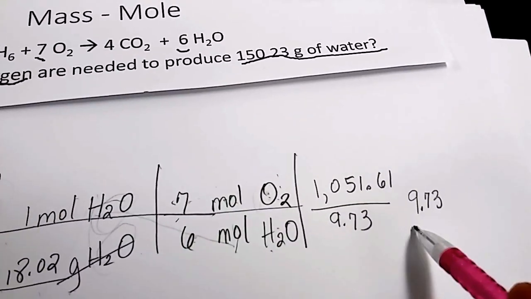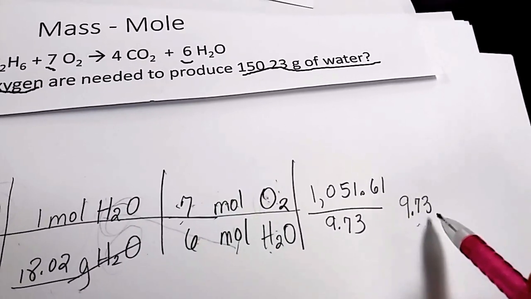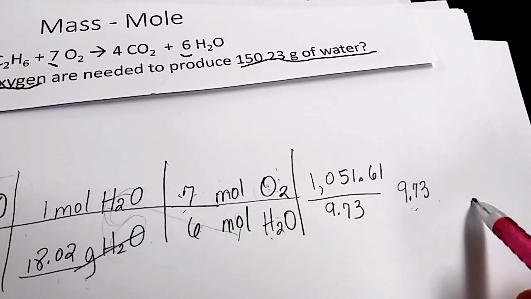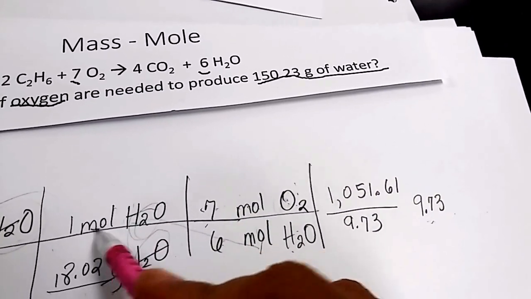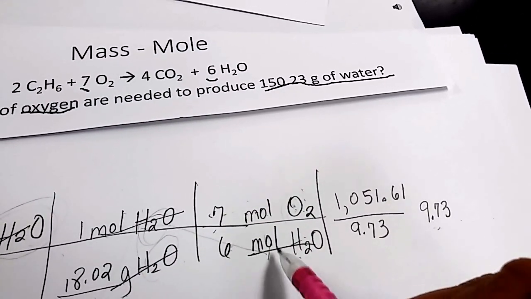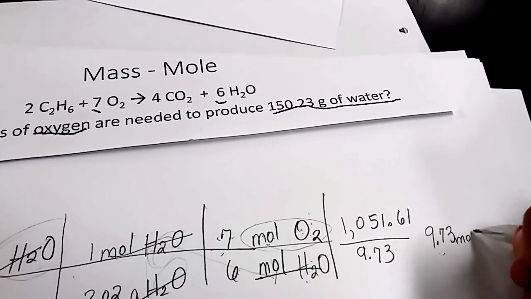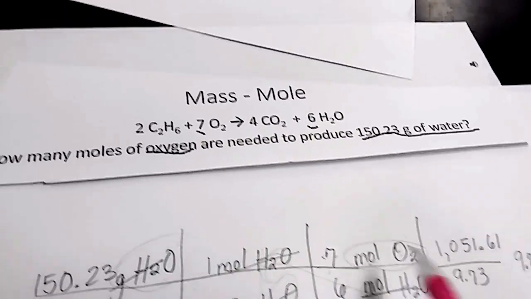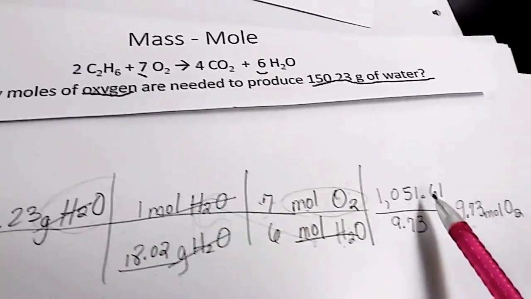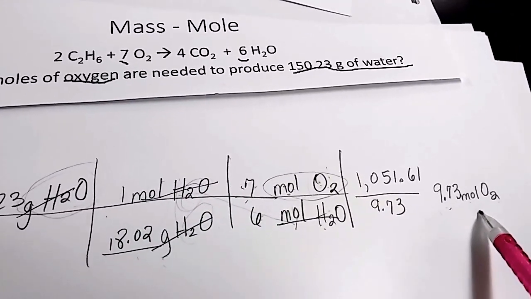Okay, don't forget NUC: number, unit, compound. So we have the number, we need the unit, and we need the compound. So I'm going to go ahead and cancel moles with moles of H2O, and we're left with moles of O2, which is what our answer should be. So did we answer the question? How many moles of oxygen? Yes, 9.73 moles of oxygen.